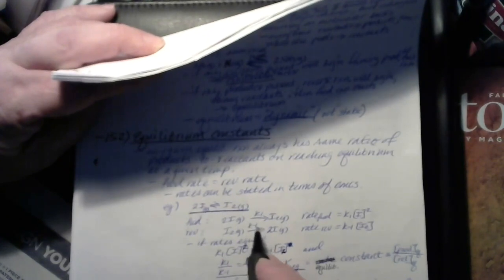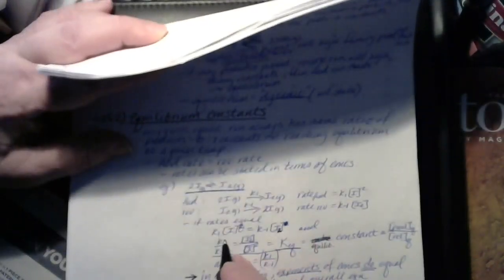And if you look at the reverse reaction, it's going to be going from right to left. So in the reverse reaction, you're going to start out with I2, and it's going to form 2 I's. And this will have a rate constant of K minus 1, just indicating that it's the same reaction as K1, but backwards. And so the rate for the reverse reaction will be K minus 1 times the concentration of I2 to the first power, because the coefficient here for I2 is 1.